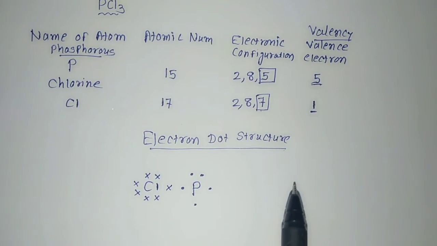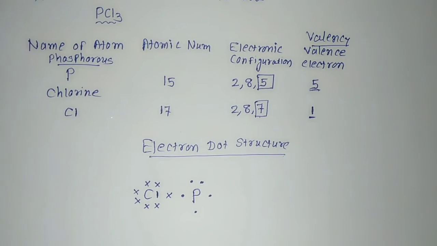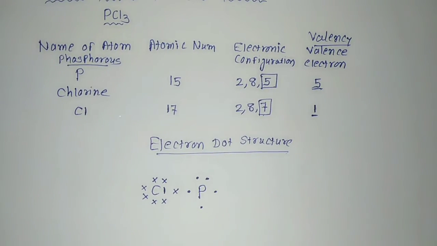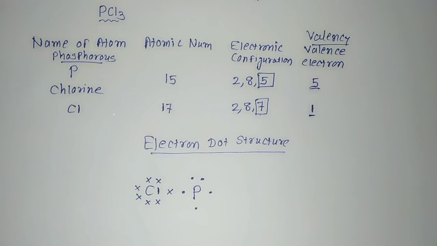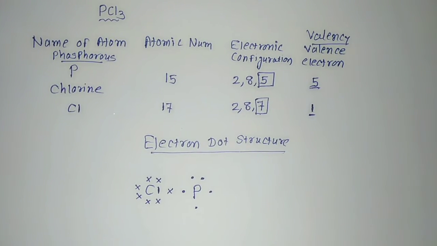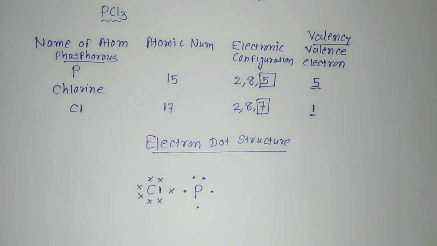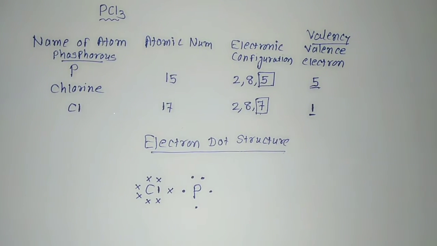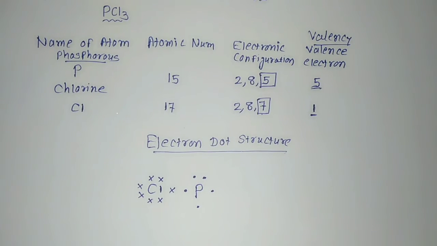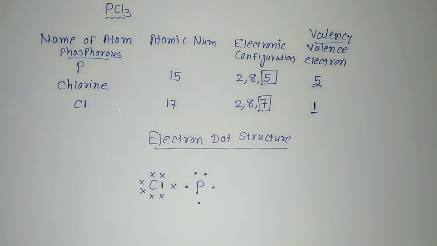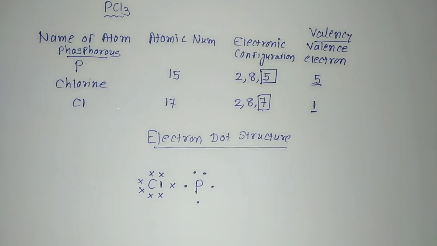Its valency is 1. It means it can gain 1 electron and complete its octet, or it can make one bond, or we can say one covalent bond with any other atom. That is what we call valency. Valency means how many electrons take part in making an ionic bond or covalent bond. Such electrons are called the valency.